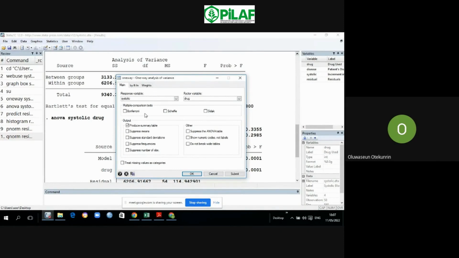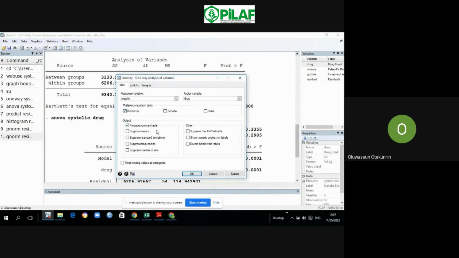So if you want to use the Bonferroni procedure, you just check this box. If your interest is in Scheffe's multiple comparison procedure, you check this. If your interest is in Sidak, you check this. We'll not go into the details of that, but there are advantages and limitations of choosing one or any other one for that matter. But for the purpose of this training, if your interest is in Bonferroni, you check that box.